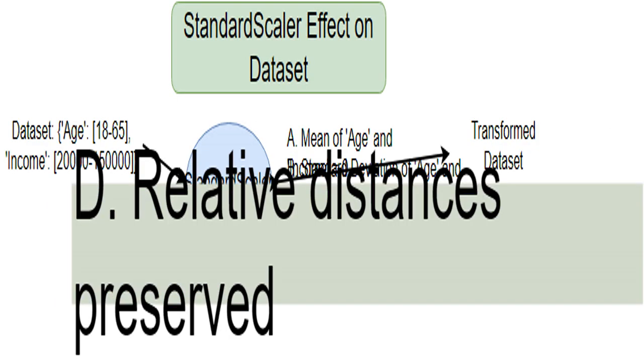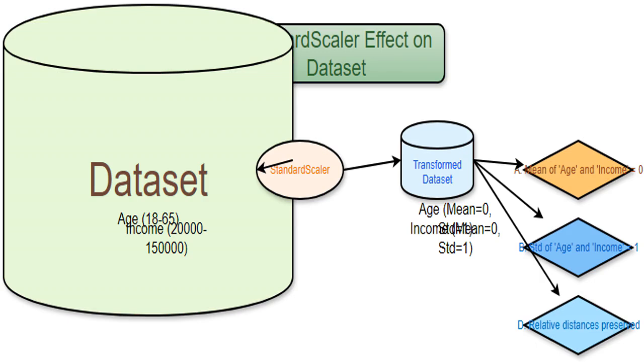The distances between data points within each feature, age and income, stay the same relative to each other. Although the scale changes, the ratios between differences are constant because the transformation is linear. I'm scaling everything equally using the same scaling factor for each feature. I'm working with a dataset containing information on age and income. Think of it like a spreadsheet with two columns, one for people's ages and one for their yearly income.